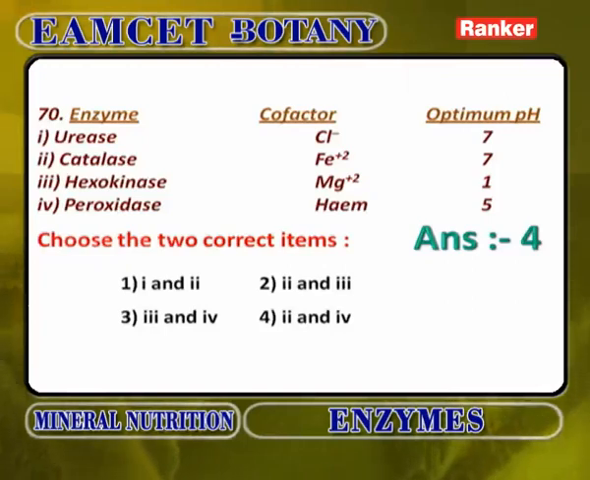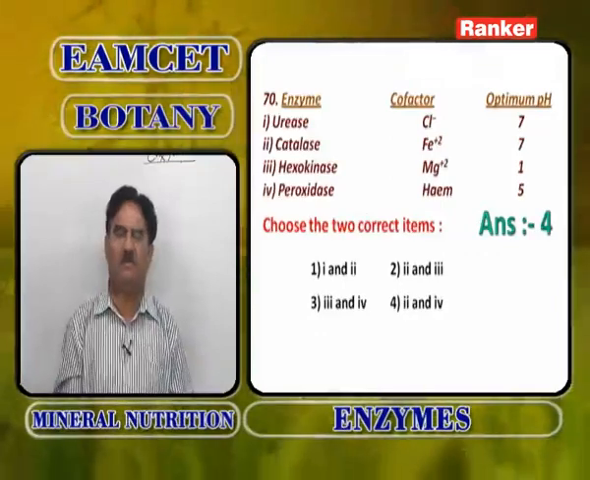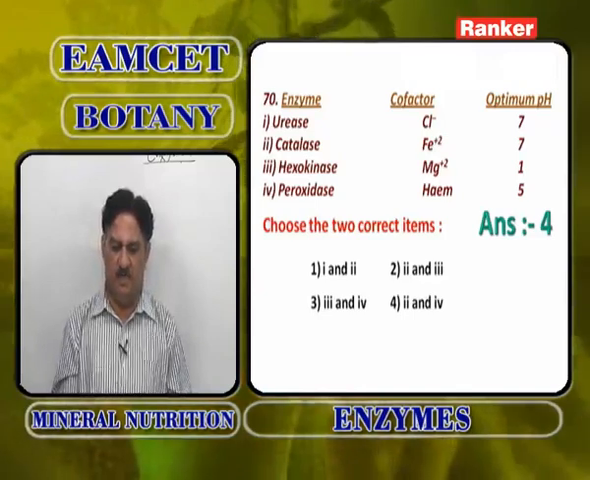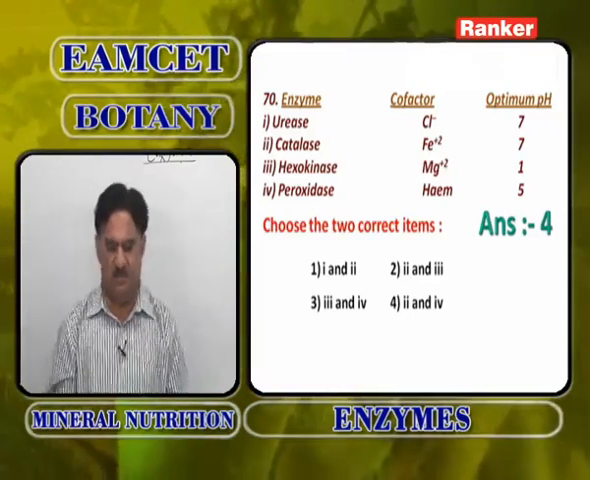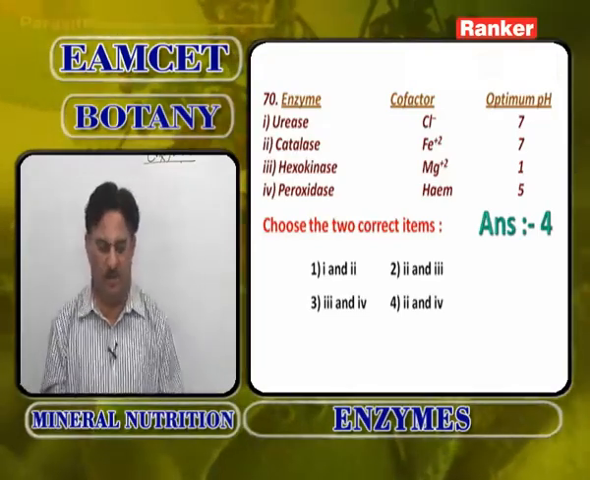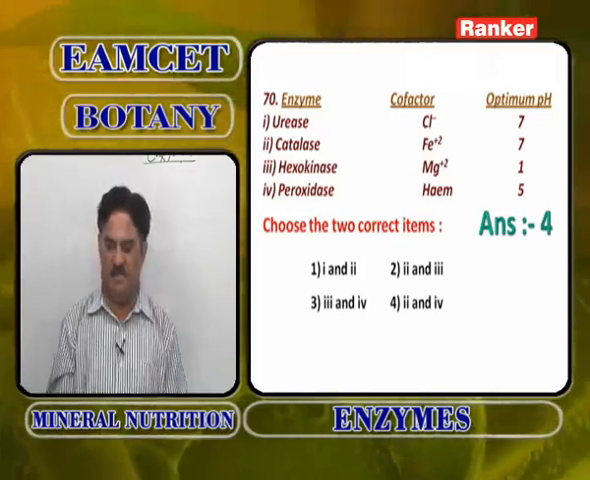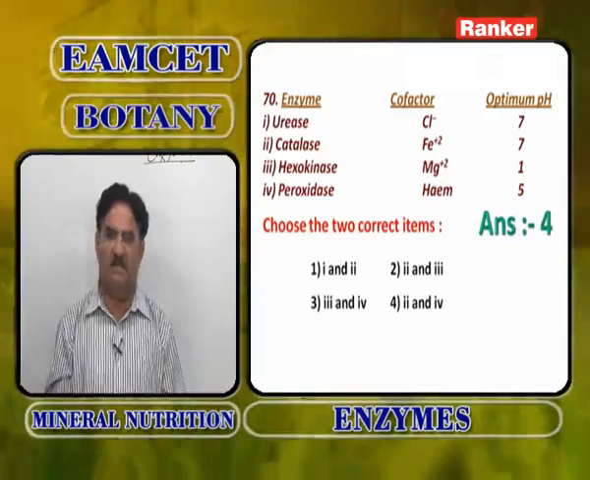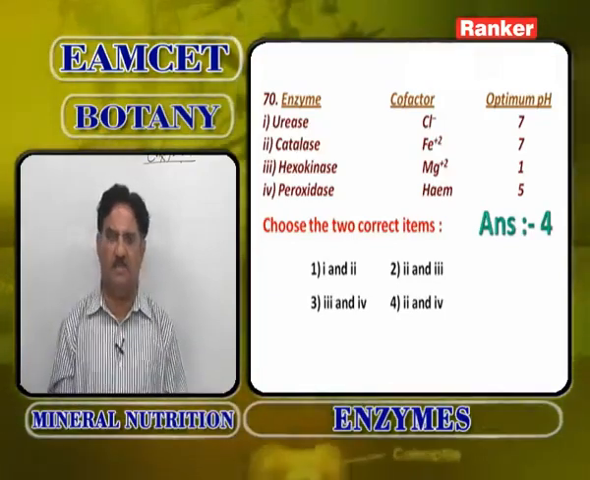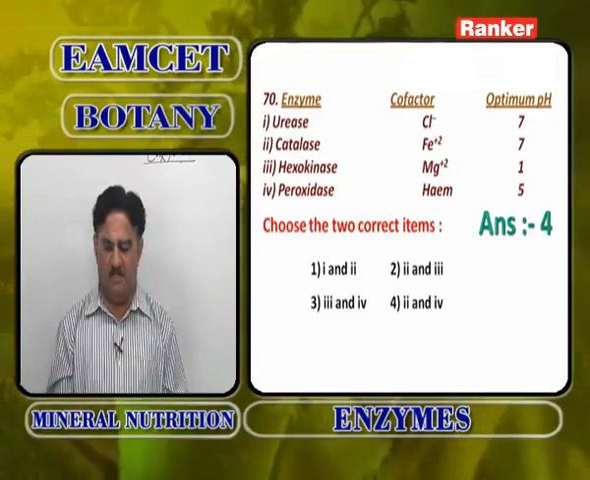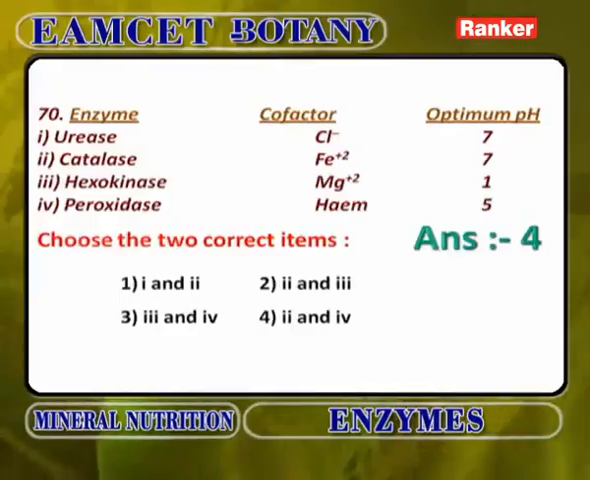Now, enzyme, cofactor, optimum pH. First is urease, chlorine, 7. Urease controlled by chlorine is wrong, the cofactor is absent, and its optimum pH is 7 is also wrong. Catalase, iron, 7. Just now we explained amylase, urease, catalase, the sensitivity to pH is at 7. So catalase, iron, 7 is correct.